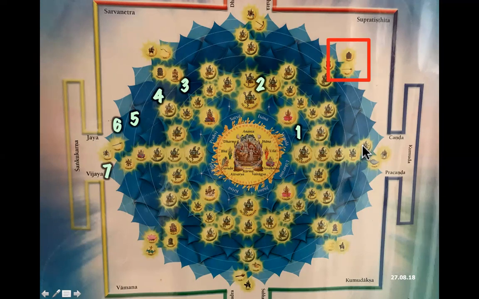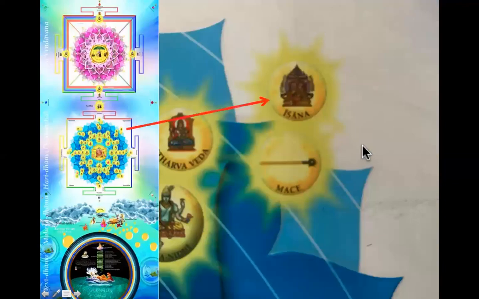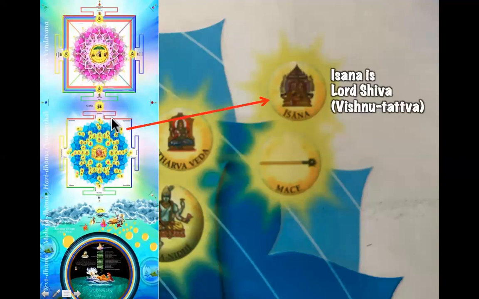Can you repeat it again, please? Okay. Because Ishan is here on the northeast corner, and he is Lord Shiva, Vishnu Tattva, or Sadashiva, you may call him as well, because his function is to connect the spiritual world with the material world. That's why the material world is located in his corner. And his corner is the northeast corner of Vaikuntha.